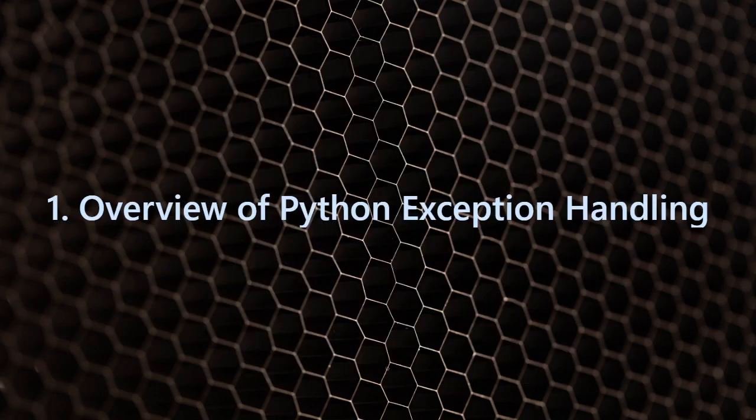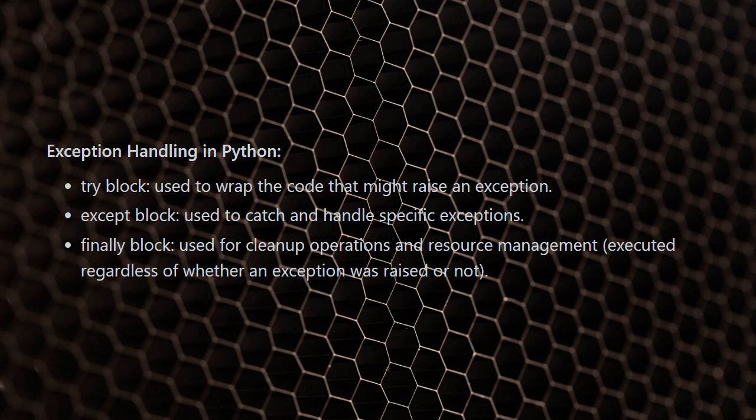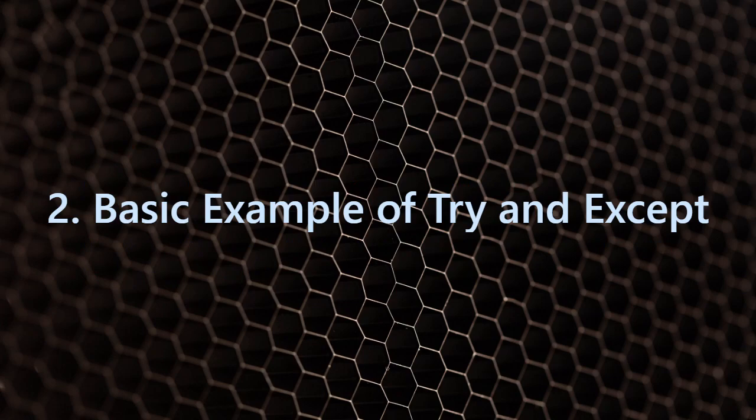Let's start with an overview of Python exception handling. Exception handling in Python is done using the try, except, and finally blocks. These blocks help us write robust and error-resilient code, as they enable us to catch and handle specific exceptions gracefully. In this video, we'll explore the ins and outs of exception handling and learn how to structure our code using these blocks. Let's take a look at a basic example of using try and except blocks.